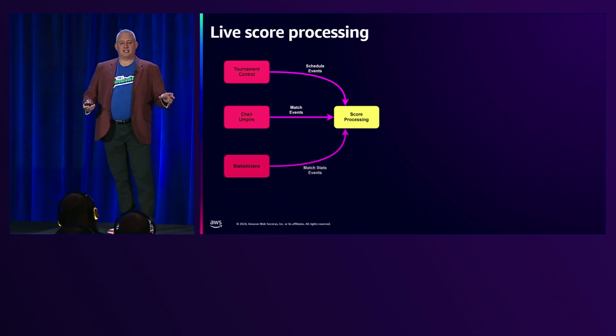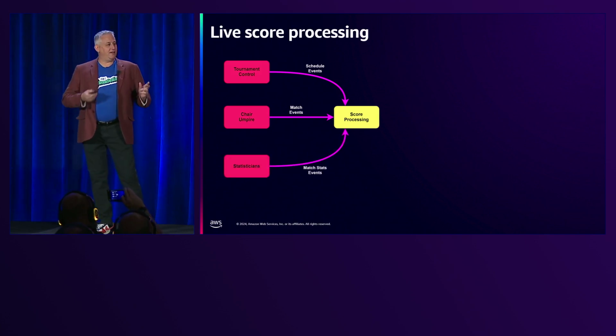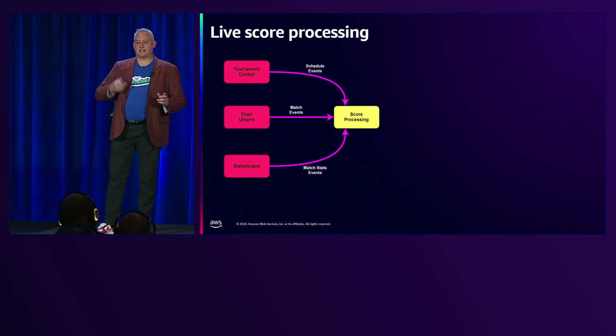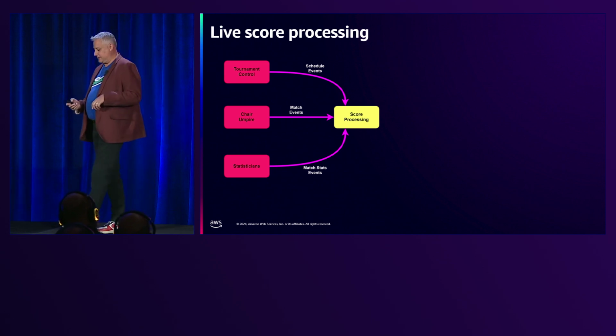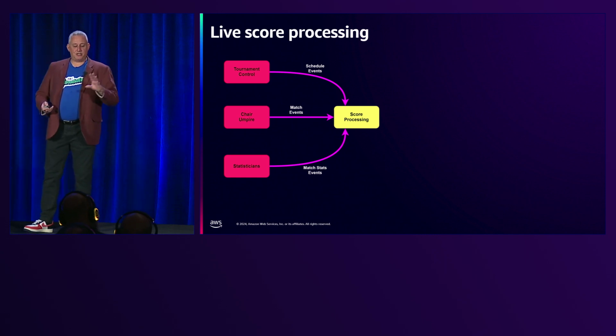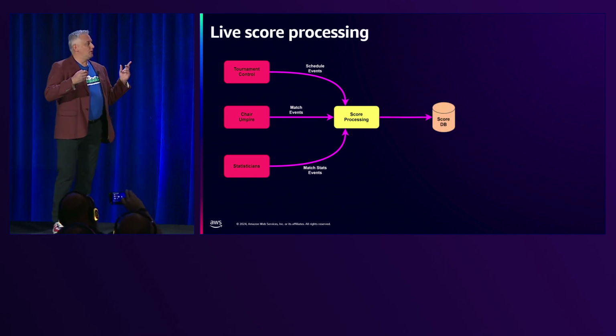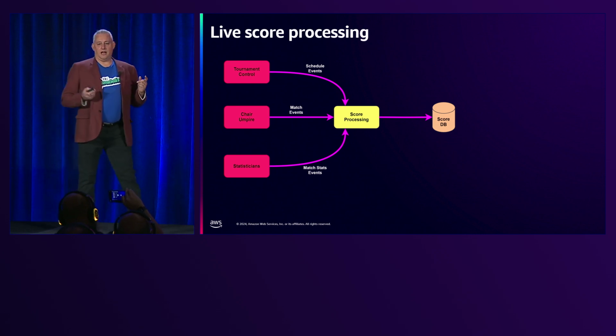We've also got statisticians. Again, people with computers and laptops typing stuff in. And events are coming through of all sorts of different stats coming into the score processing system. It takes that and it pushes that into a scoring database. Now, we talked a little bit about how the events are coming in.